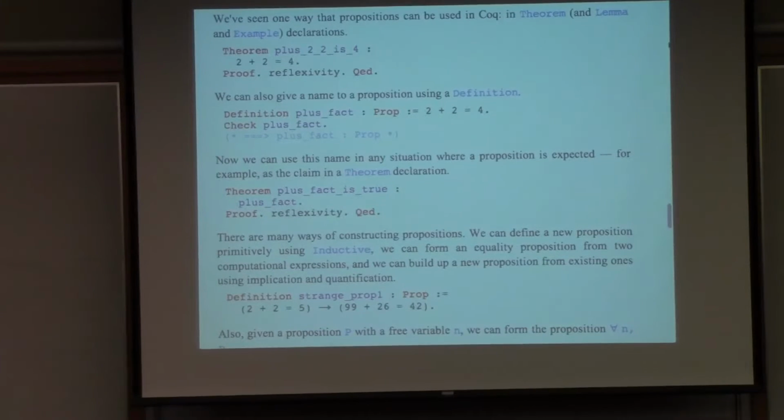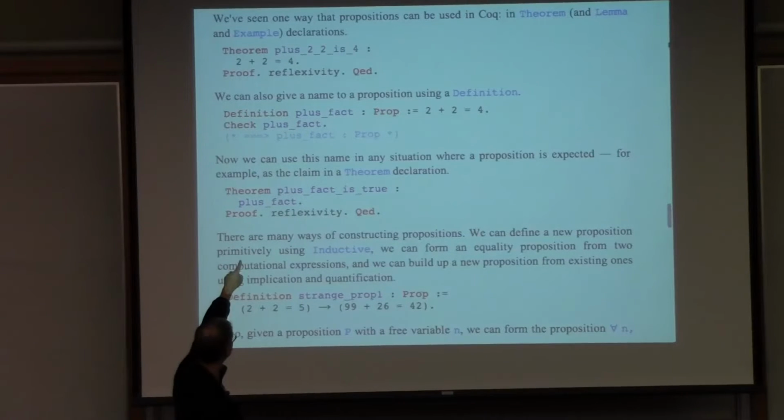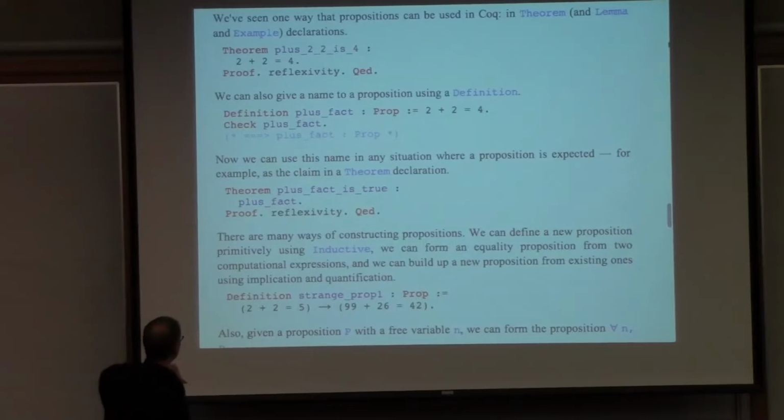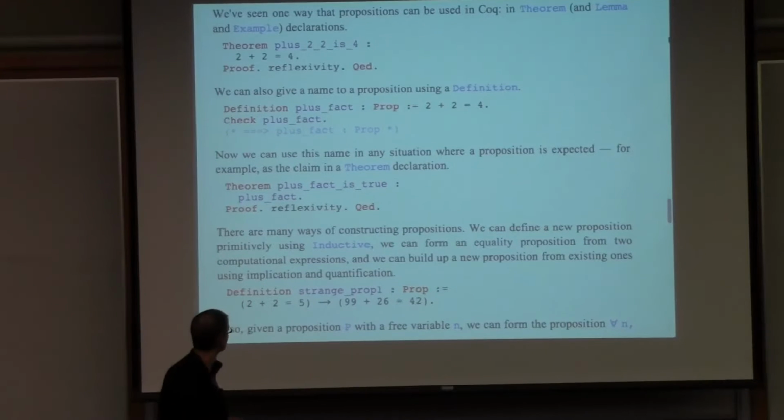Propositions are ordinary data in Coq, of course, at a kind of different level than the data that is the proofs of propositions. But all the same things can be done with them. So we can give names to propositions. We can, for example, define a name plus fact for the proposition 2 + 2 = 4. And then we can write a theorem whose type is, if you want, plus fact.